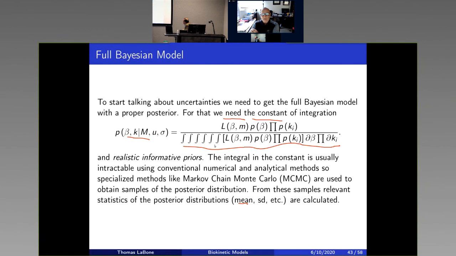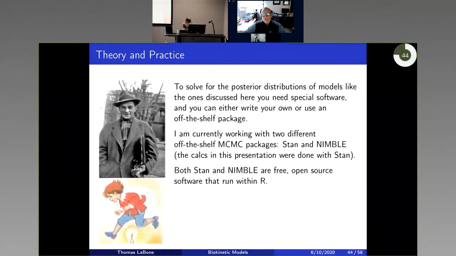That integral, for any practical problem of interest, is going to be intractable by conventional numeric and analytic methods, and so this is where we use specialized methods like Markov chain Monte Carlo, which has been discussed. This obtains samples directly from the posterior distribution, and from those samples, we can calculate things like mean and standard deviations that are of interest to us.